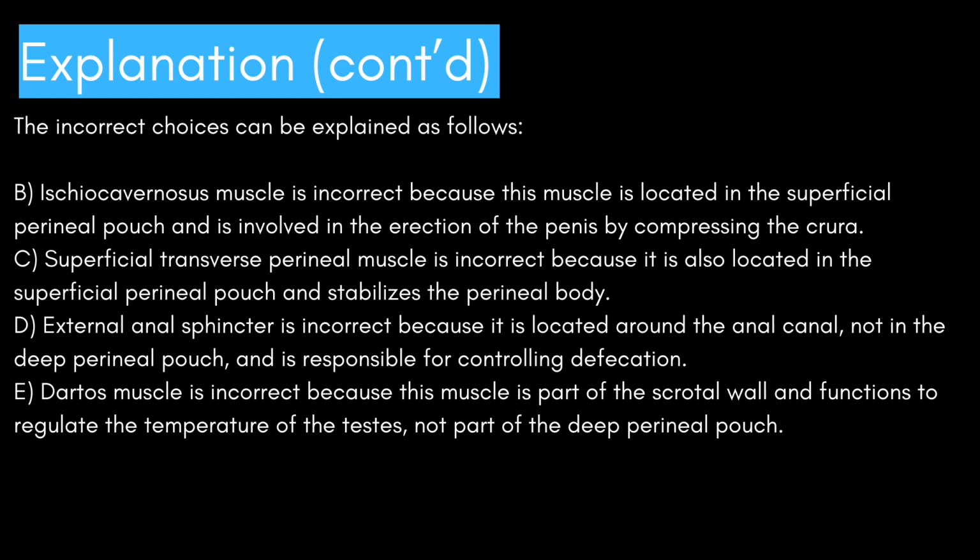B. Ischiocavernosus muscle is incorrect because this muscle is located in the superficial perineal pouch and is involved in the erection of the penis by compressing the crura. C. Superficial transverse perineal muscle is incorrect because it is also located in the superficial perineal pouch and stabilizes the perineal body. D. External anal sphincter is incorrect because it is located around the anal canal, not in the deep perineal pouch, and is responsible for controlling defecation.